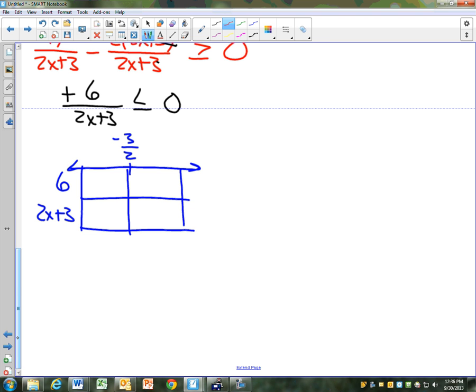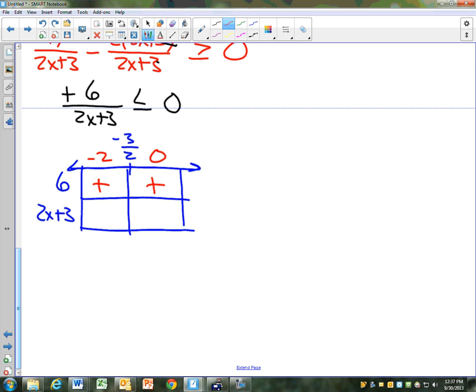Now, what number to the left of negative 3 halves would you like to plug in? Negative 2. And to the right of negative 3 halves? 0. The 6 sometimes confuses people. That's why I plugged it in there, okay? If you got the 6, can 6 ever be negative? No, it's positive. Is there anywhere to plug the negative 2 in for? No. So for the 6, it's just always positive. Doesn't matter what the other value is, that's always going to be positive.